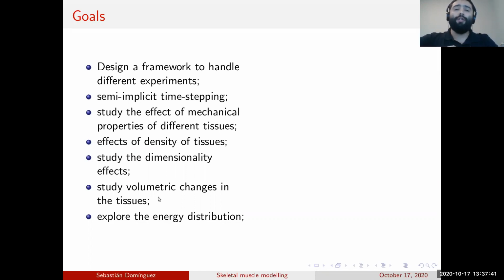We wanted to study how the volume of the muscle changes during the deformation of the tissues as well. Many models actually don't consider that, so they are incompressible in that sense. And the last thing that we've been trying last year was to explore and understand how the energy flows within the system. So once you give a right-hand side to the model, what happens to the energy, how the energy flows within all the components that we have in the current model.